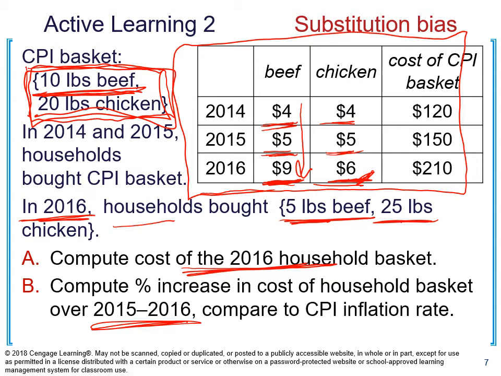So once again, as a typical consumer, you're not going to purchase this many pounds of beef because the price of beef has increased a lot compared with the price of chicken. What are you going to do? You're going to buy less beef and more chicken, but the BLS is still going to calculate and report CPI as if you were buying these fixed quantities. So let's go ahead and do that.